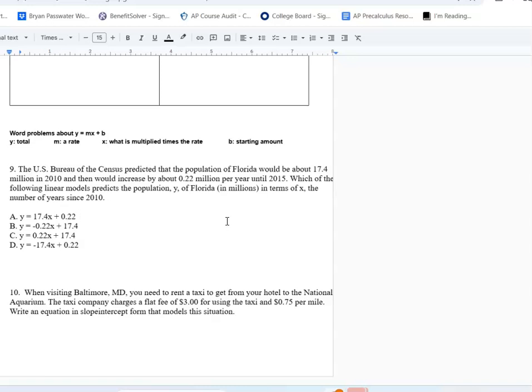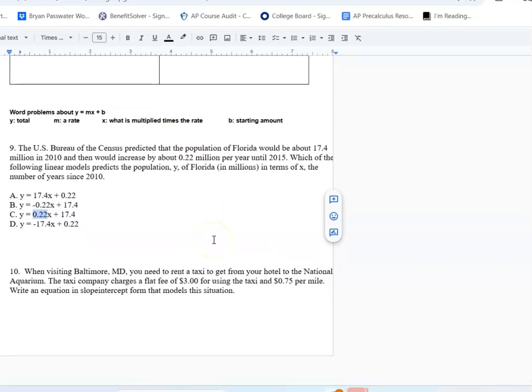So just to let you know, it's either B or C. Is the population going down? That's what negative would do. Or is the population going up? That's what positive would do. And you can figure that one out too. That's not that bad, I don't think.